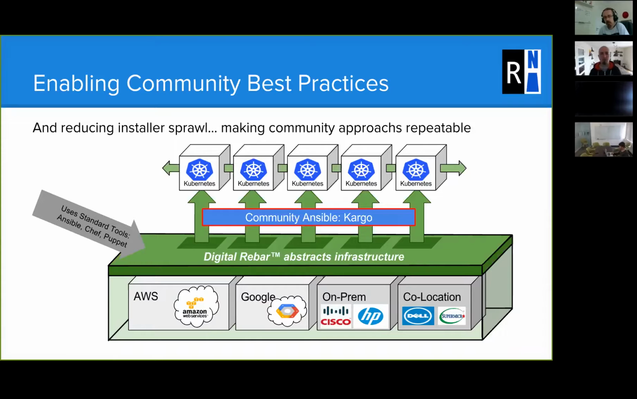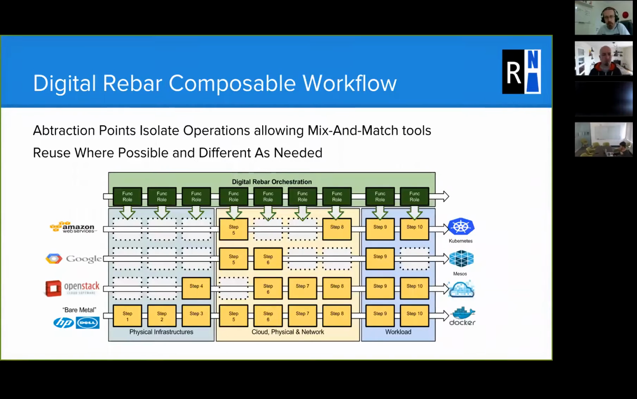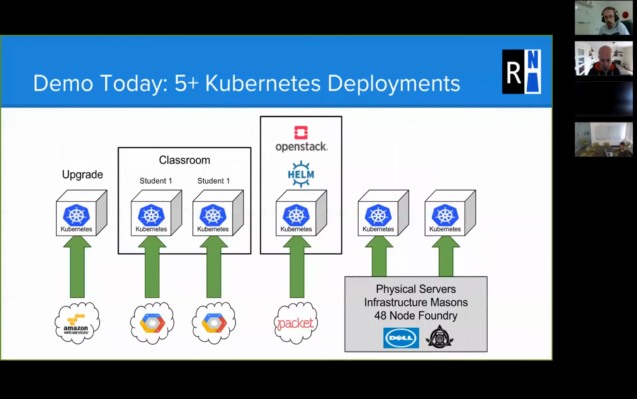Digital Rebar solves this infrastructure problem, so it's a different problem space. It does it by creating modularity within the infrastructure. We break things up into small units, and then we reuse the units that we can reuse, like Kargo. And then we keep the units that are different, like physical infrastructure, different. So you get a lot of reuse out of the approach.